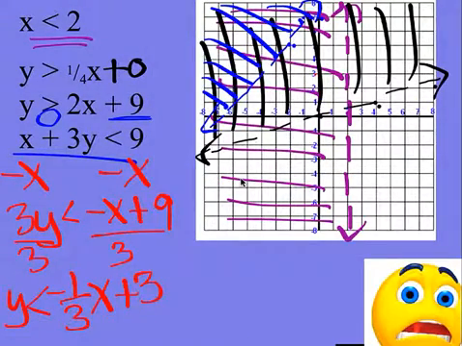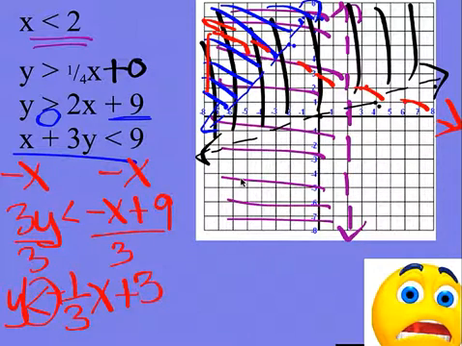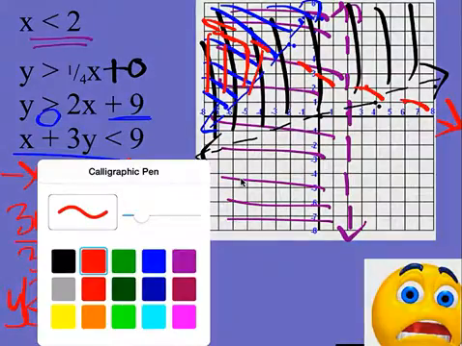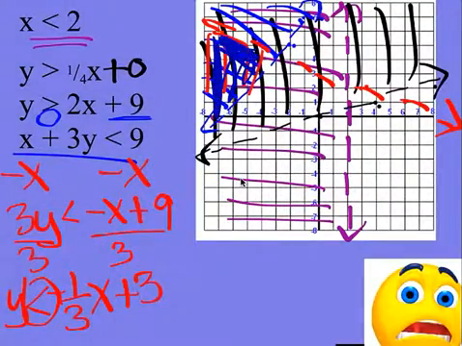So when I do that, I'm going down 1, right 3, down 1, right 3. So that's going to be another dashed line. And then it's facing away from the y, so I'm going to shade below that. So there's just going to be this little piece right here that represents our entire solution. I'm going to shade that in to make it really obvious.